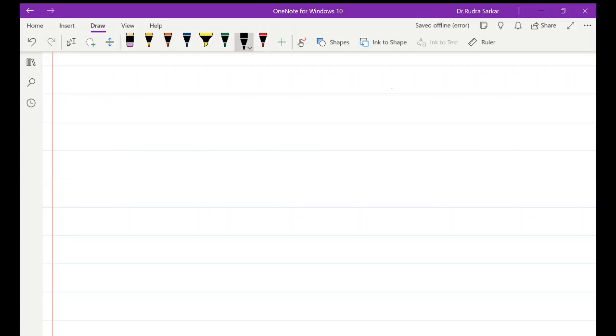Now in this particular lecture we'll do something very vital. What is it? How to calculate bond order in molecules. Okay, this is our topic today. So I will take a very simple example.